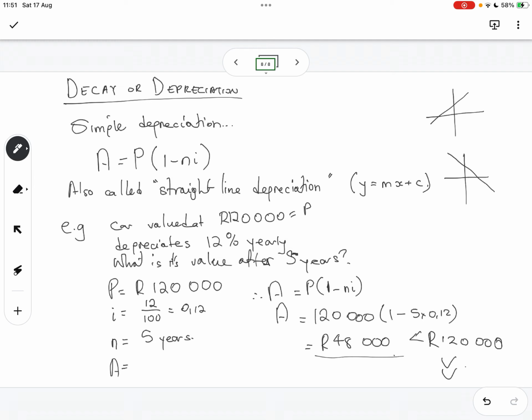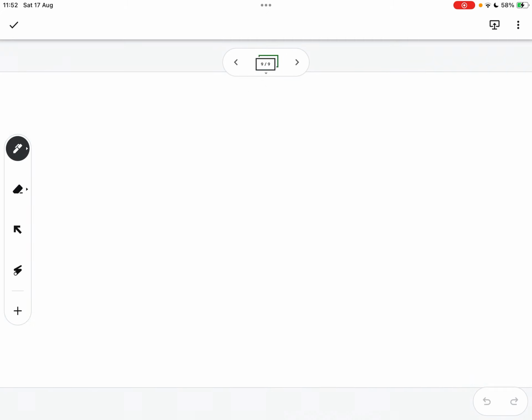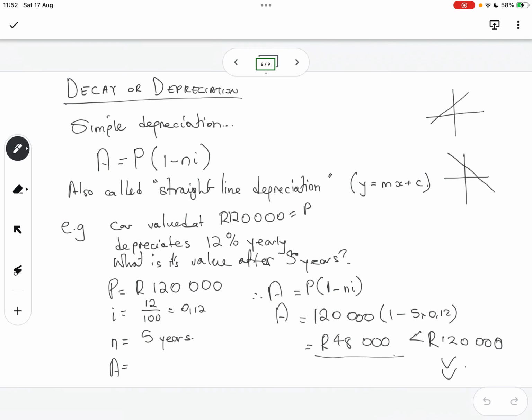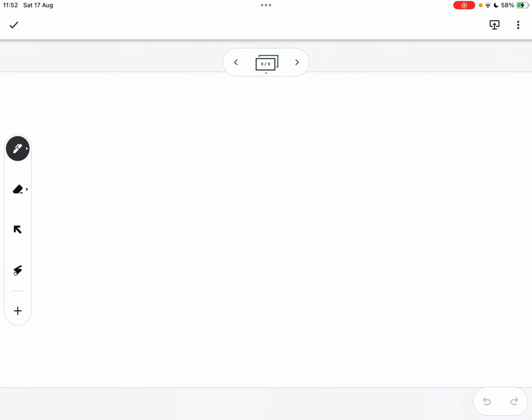Yes. Because this is less than the principal amount, it's correct. Every time, the amount at a later stage must be less than the initial amount. You are 100% correct. Full marks. Well done.